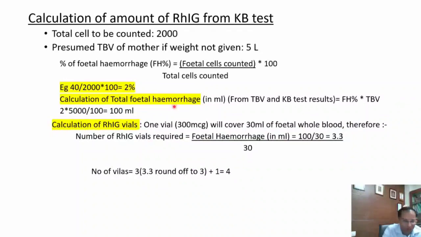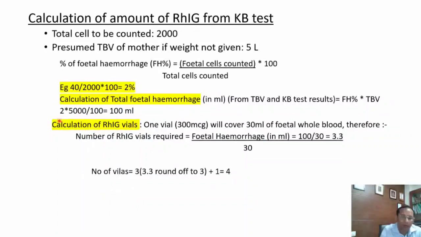So it is very simple. You know the total blood volume of the mother, that is 5 liter presumably. So you can multiply it by the fetal hemorrhage. For example, if the fetal hemorrhage percentage was 2%, you multiply it by 5000 divided by 100, which will give you 100 ml. So that is the amount of fetal hemorrhage in ml.